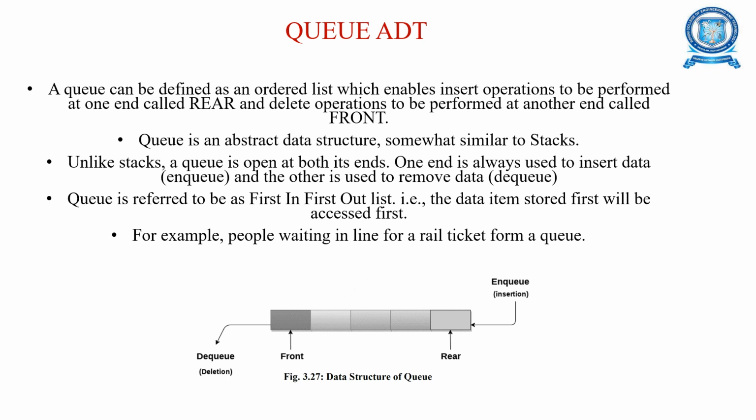Unlike a stack, the queue is open at both its ends. One end is always used to insert data, and the other end is used to remove data. So a queue is referred to as a first in first out list. Here is the diagram for the data structure of queue, that is front, rear, NQ and DQ operations.